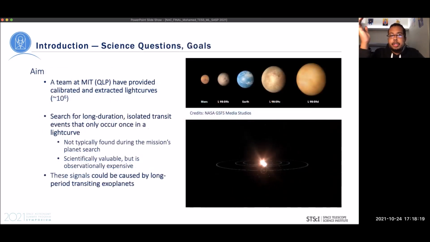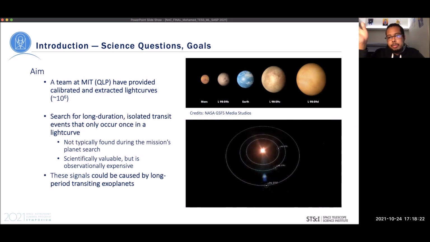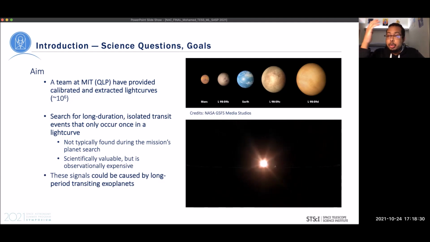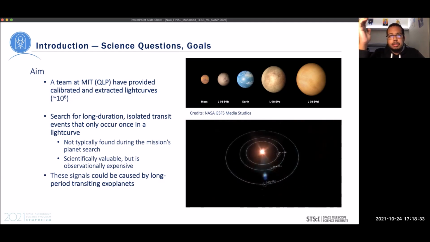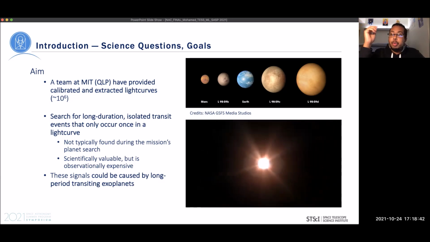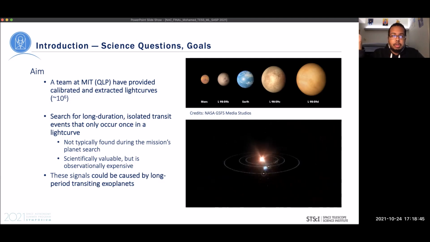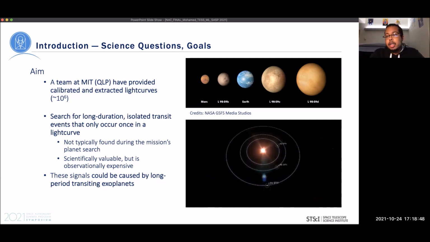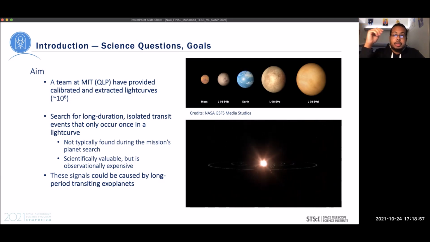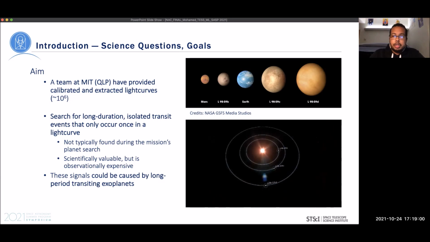So what are our science goals? A team at MIT provided to us about 1 million calibrated light curves from these TESS images, and we're looking for long duration isolated transits. Now, TESS is really good at finding planets like hot Jupiters, which are really big and have periods of less than 10 days. Those are pretty easy to spot. The question then becomes, can we find planets with longer transit periods? So we want to find these planets that are not typically found during the mission's planet search. And these planets are scientifically valuable because they're very expensive, both in terms of observation and I guess computationally to find. And so these signals that we're looking for could be caused by long period transiting exoplanets.